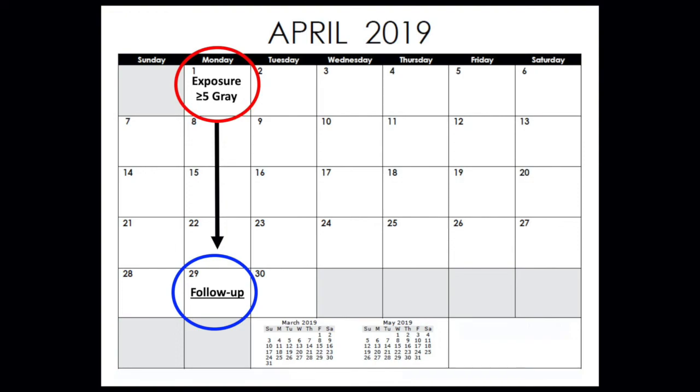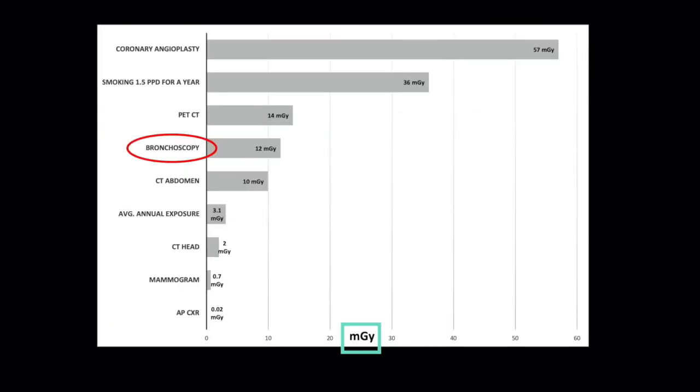However, in the bronchoscopy suite, the relative radiation dose is extremely low, with the average dose at our institution around 12 milligray, so reaching a dose that will require follow-up is extremely rare.